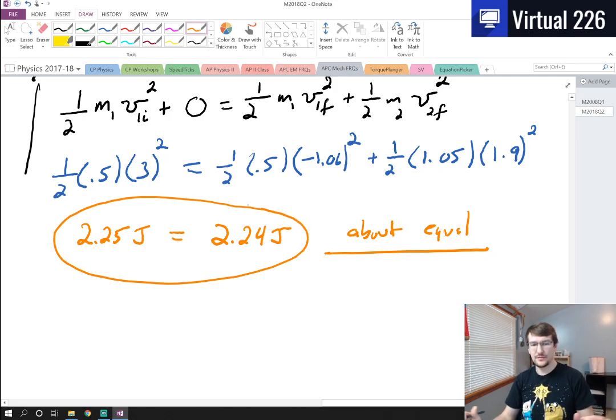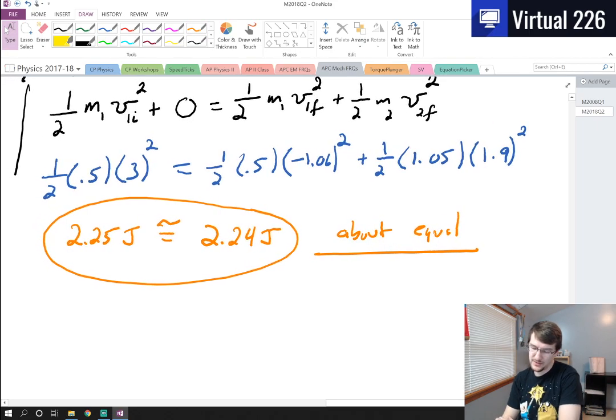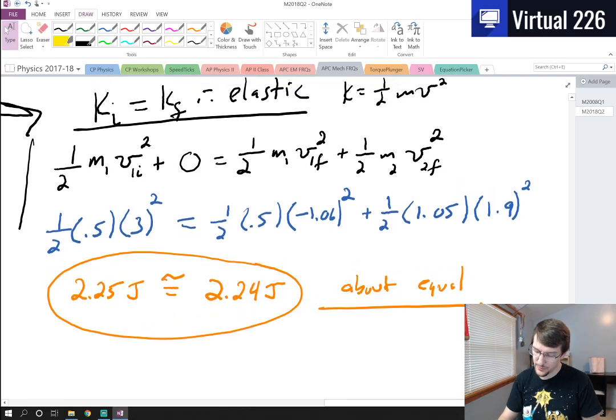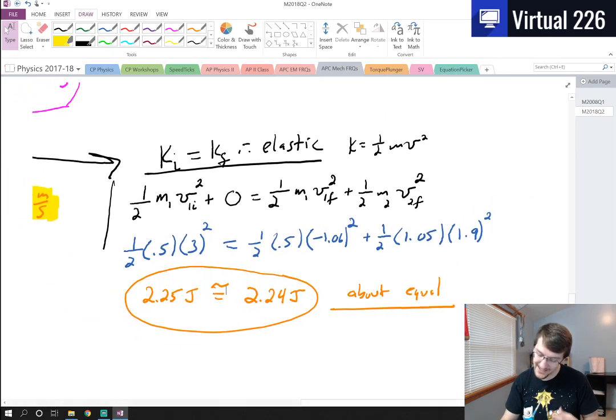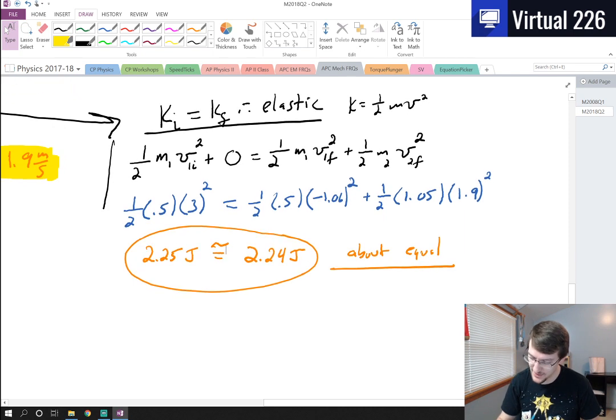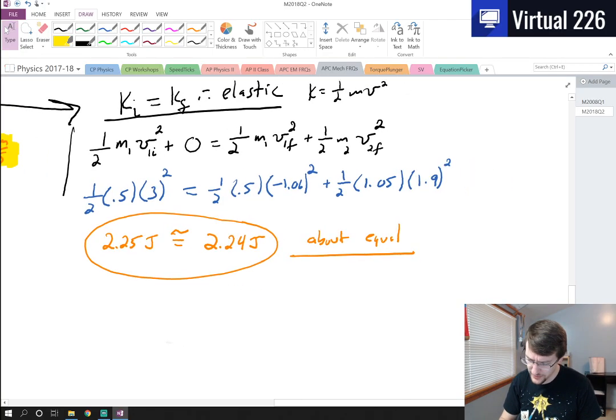If they were vastly different, then well, I should say about equal because they're not exactly equal. But since they're about equal there, we can call those elastic. Because remember, an initial kinetic energy and a final kinetic energy being equal is how we determine if something is elastic. Elasticity is a little different. So yeah, those are about equal. We have an elastic collision.